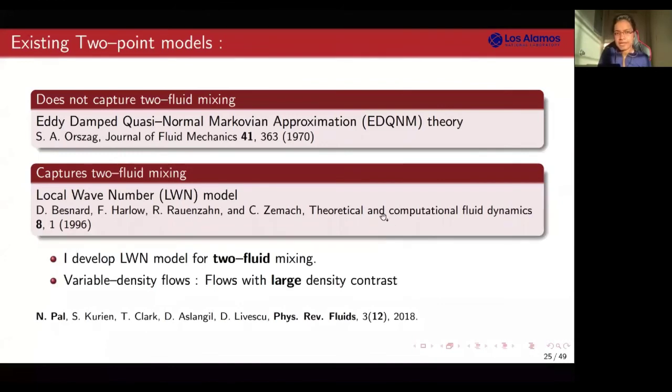Now, there is a big history of analytical, statistical two-point models, but the most successful two-point model is the eddy-damped quasi-normal Markovian theory. But this model also cannot capture two-fluid mixing. And this is precisely what I did. I developed a two-point model which can capture two-fluid mixing, especially for variable density flows, that is, flows which have large density contrast and depart strongly from the buoyancy regime. Our model is known as the local wave number model.